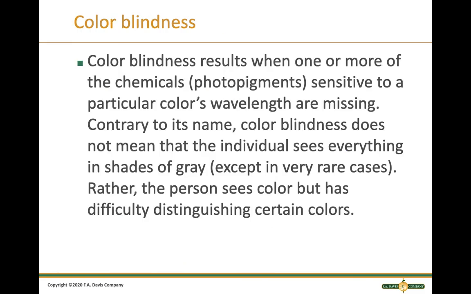Alright, next thing is color blindness. Color blindness results when one or more of the chemicals called photopigments sensitive to a particular color's wavelength are missing. It doesn't mean that the person sees everything in shades of gray. Usually they see color, but they can't distinguish certain colors, and the most common one is red-green color blindness, and it affects men more than women because it is a sex-linked gene.